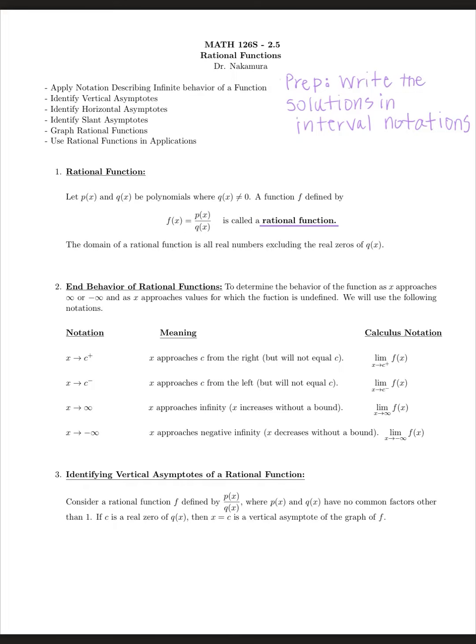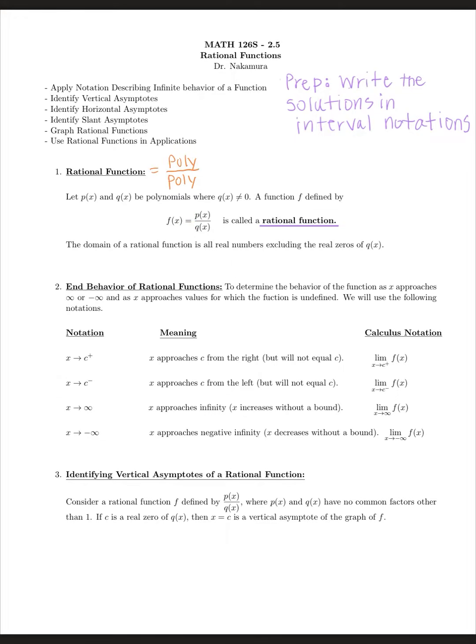Let's go over the definition of a rational function. It says, let p of x and q of x be polynomials where q of x does not equal 0. A function f defined by f of x equals p of x over q of x is called a rational function. And the domain of the rational function is the set of all real numbers excluding the real zeros of the denominator. So a rational function is nothing but a polynomial over another polynomial.